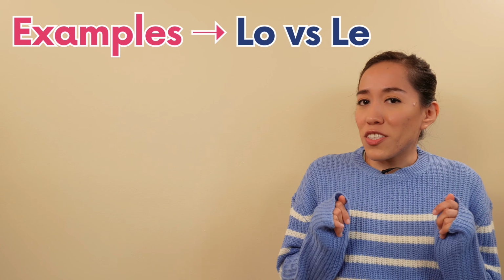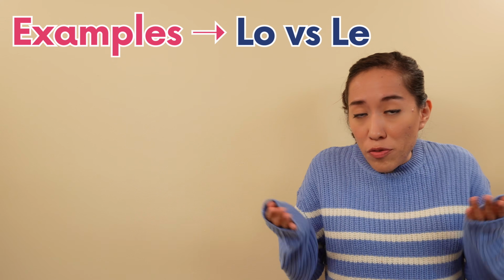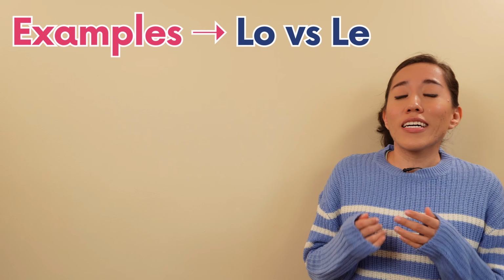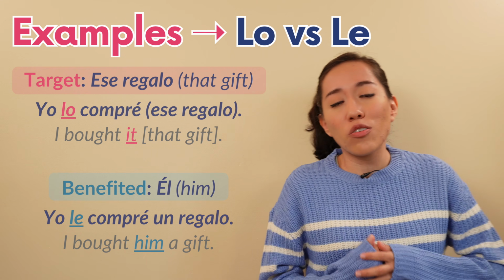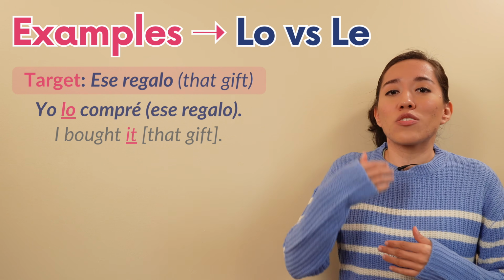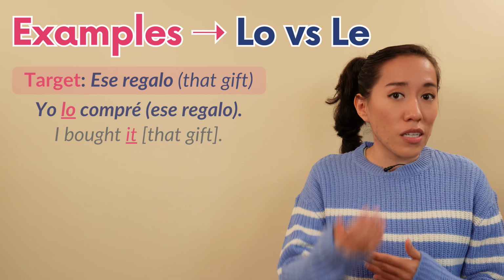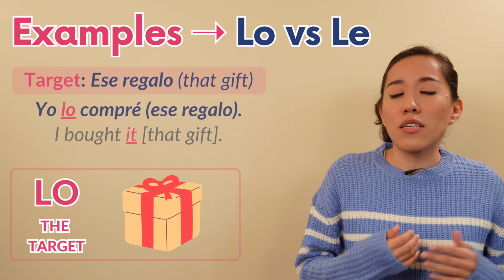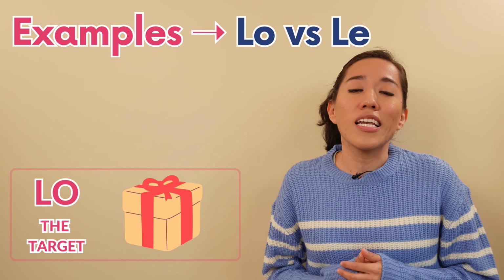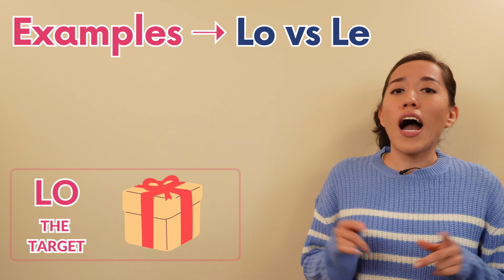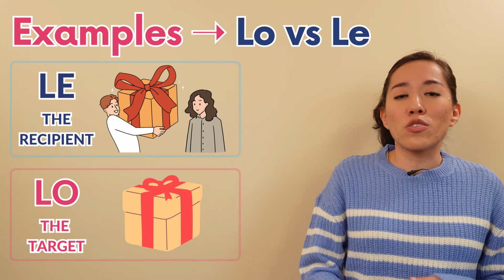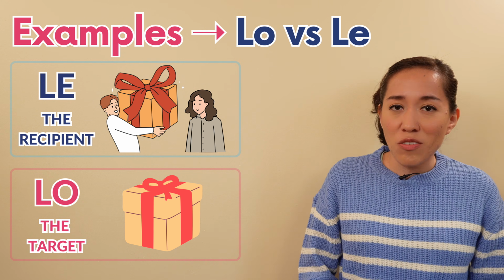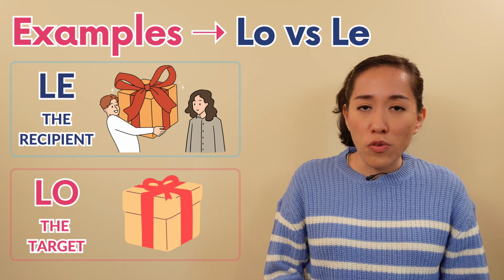So now let's imagine that I arrive with a gift, right? Un regalo. And I say, yo lo compré, versus le compré un regalo. That lo is referring to the thing that I bought, which in this case is a present. If I say, le compré un regalo, I'm no longer talking about that gift. I'm talking about the person who is going to receive my beautiful and thoughtful gift.